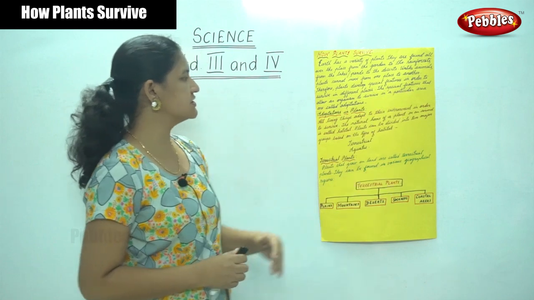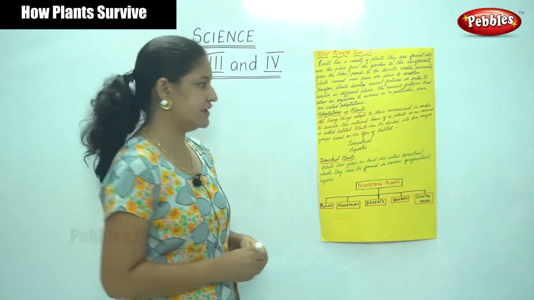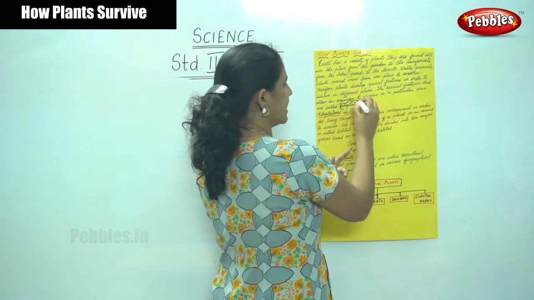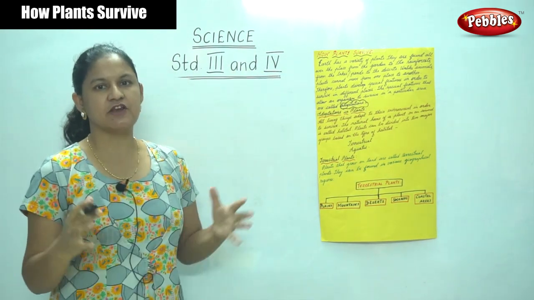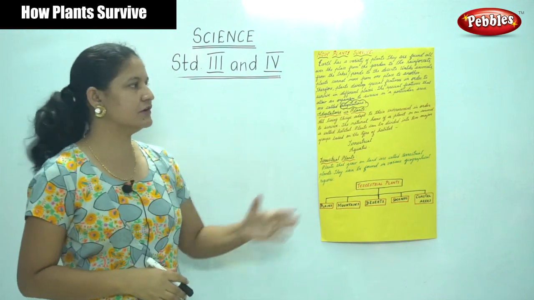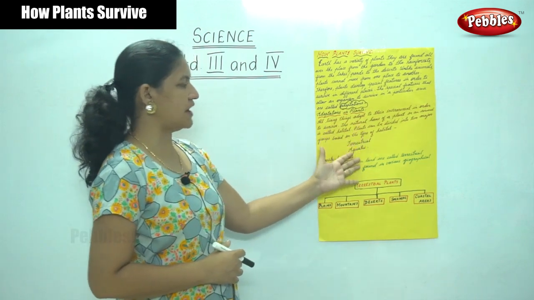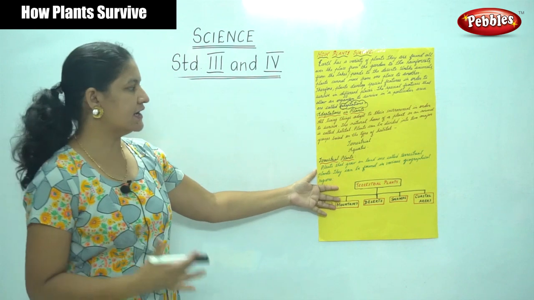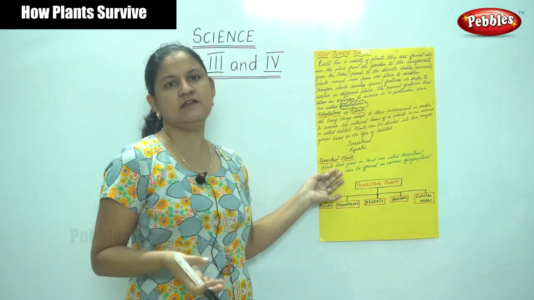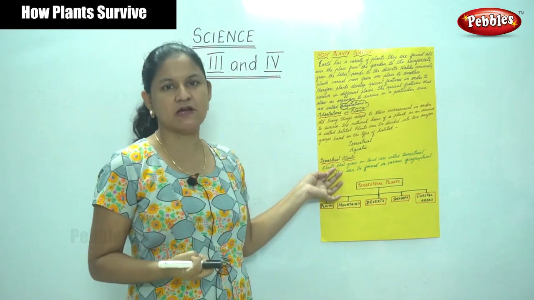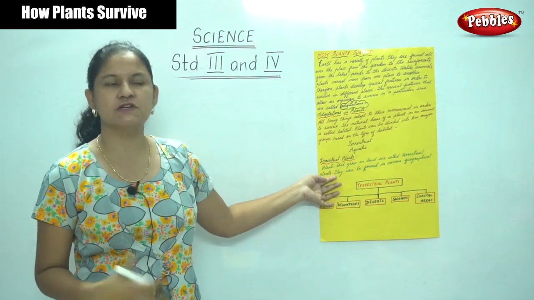The special features that allow an organism to survive in a particular area are called adaptations. Adaptations in plants: all living things adapt to their environment in order to survive. Whether it is humans, animals or plants, they adapt themselves according to the environment in order to survive.